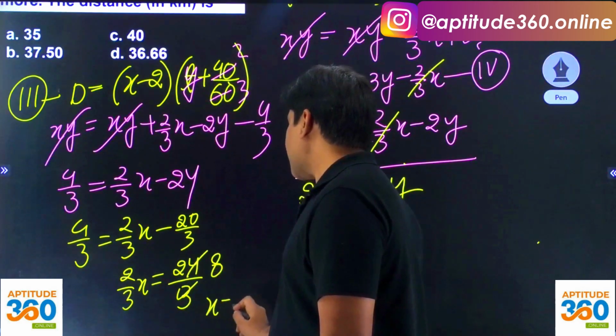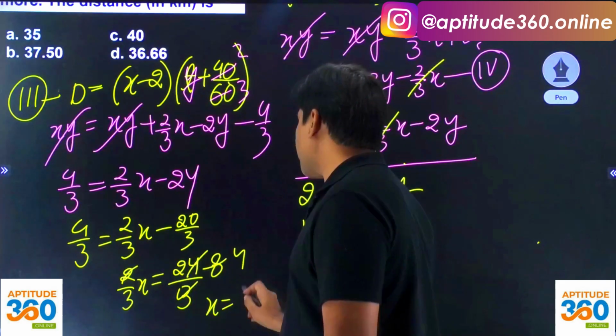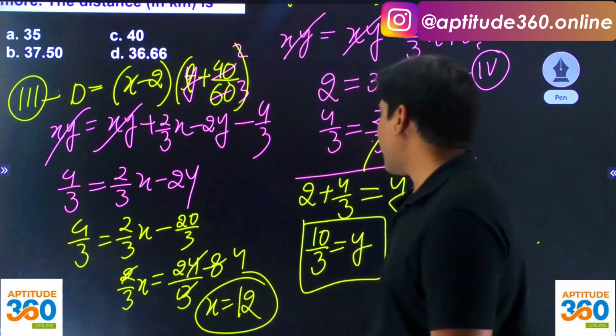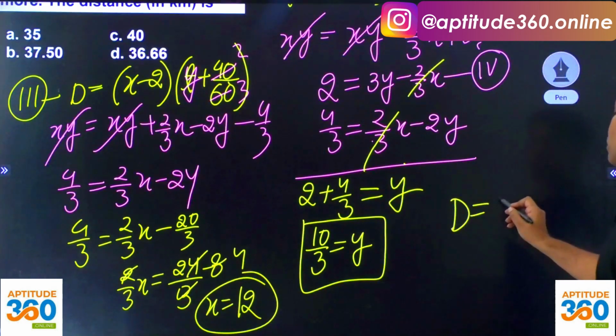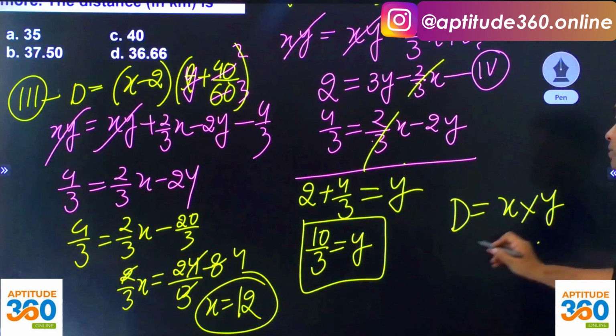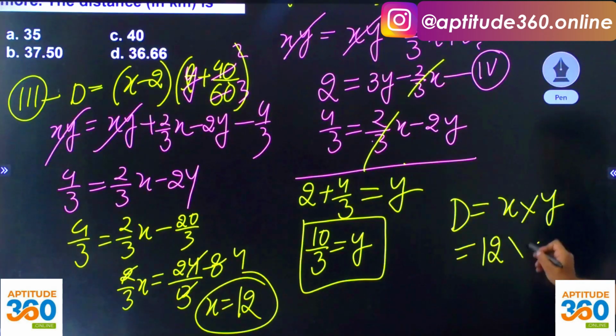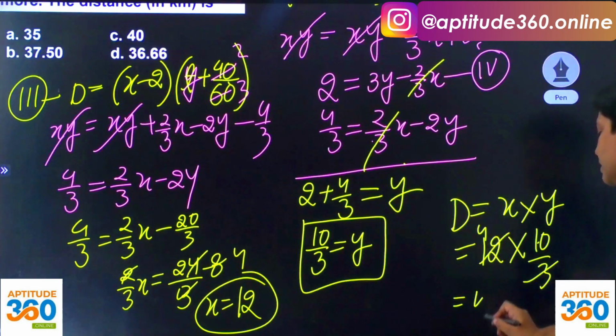So the value of x comes out as 4 into 3, 12. The value of x is 12. The value of y is 10 by 3. What is the value that we need to find out? We need to find out d is equal to x into y. Now, the value of x is this, y is this. What is this answer? What is the distance?